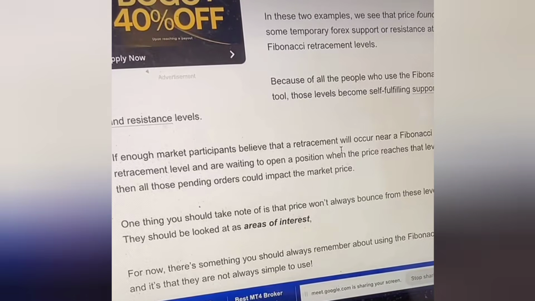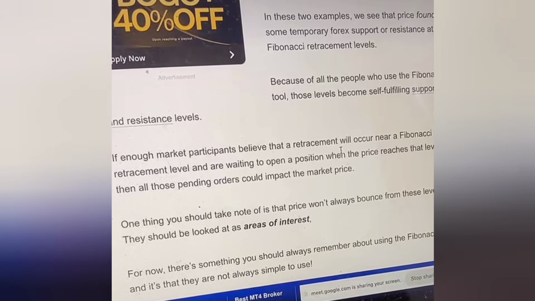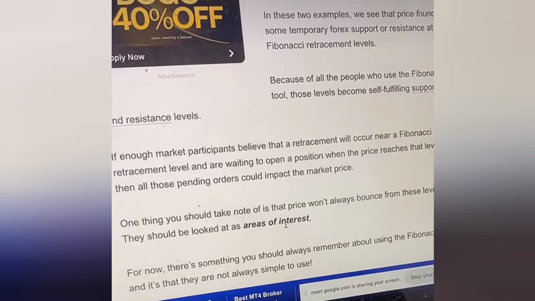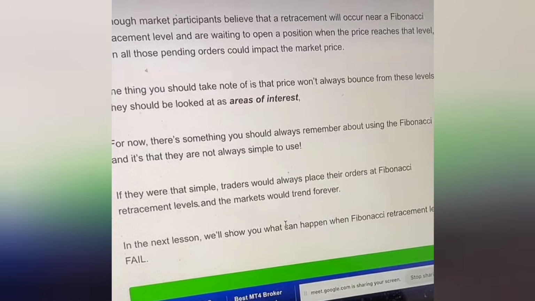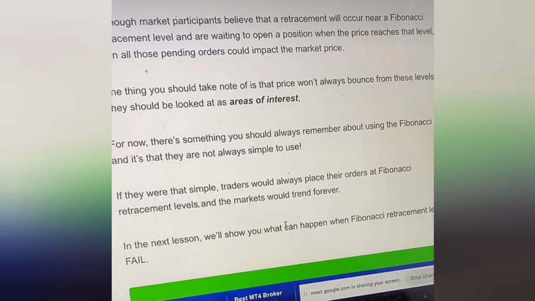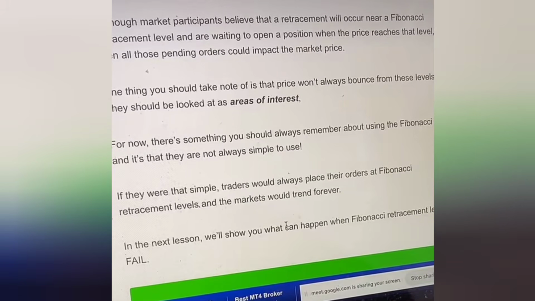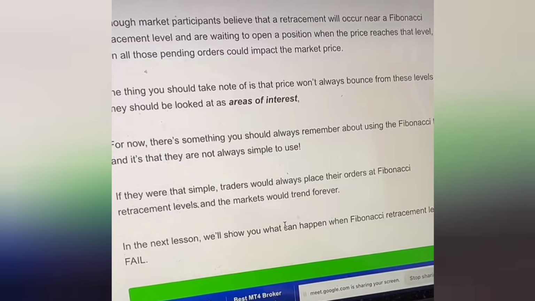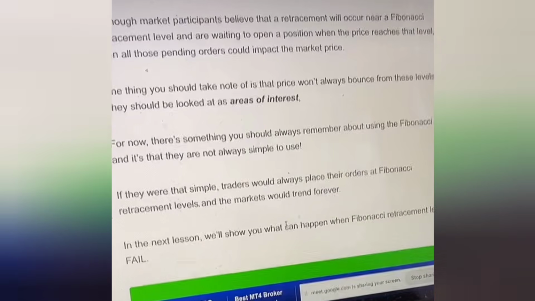One thing you should take note of is that price will not always bounce from those levels. They should be looked at as what? Areas of interest. Yes, sir. So it's not bulletproof. For now, there's something you should always remember about using Fibonacci tools, and that is they are not always simple to use. If they were that simple, traders would always place their orders on Fibonacci retracement levels, and the market would just continue going up forever.